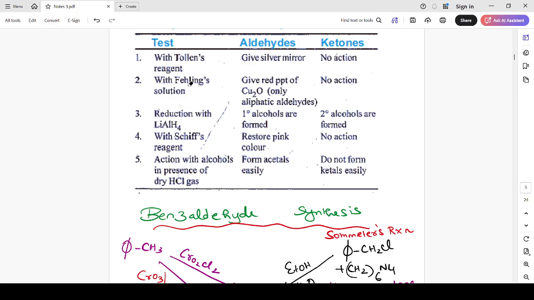So these are the tests that we have seen already for aldehydes and ketones. With Tollens reagent, aldehydes give silver mirror, while ketones do not react. With Fehling solution, aldehydes give Cu2O, only aliphatic aldehyde. There is no reaction with ketones. With lithium aluminum hydride, aldehydes produce primary alcohol, while ketones give secondary alcohol. Schiff's reagent gives pink color with aldehydes, but there is no action with ketones. When treated with dry HCl gas, acetals are formed very easily, while ketals are formed, but not that easily. These are the prominent distinguishing reactions between aldehydes and ketones.